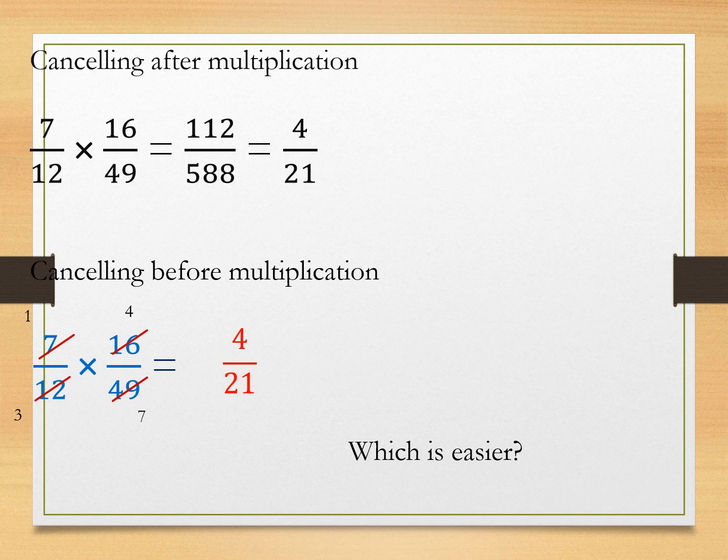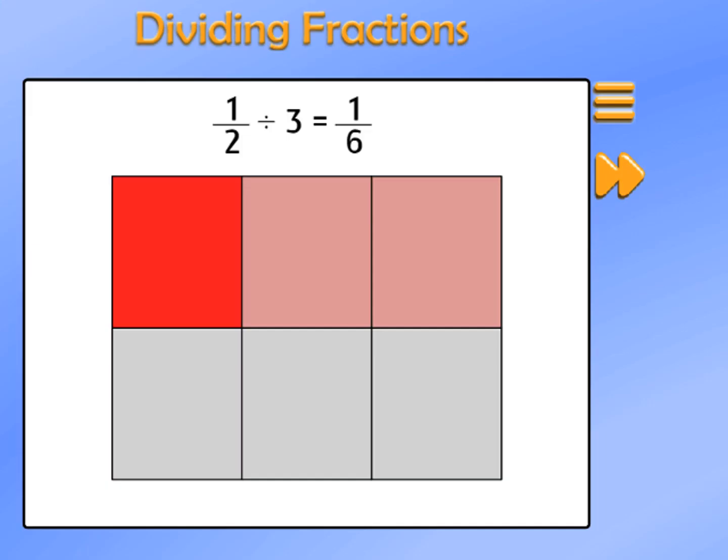So which one was easier for you to calculate? To cancel after multiplication or before multiplication? Now, how do we divide fractions? 1 over 2 divided by 3 is equal to 1 over 6. How did we get this answer? Figure out how to get this answer.